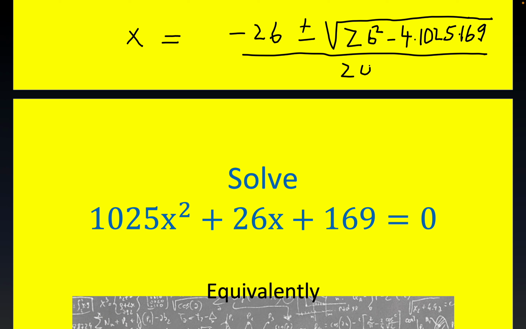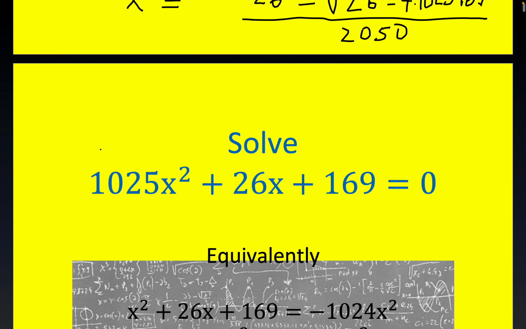Now again, this is not why I did this video, but this would be a way to do it. Then you'd have to deal with these large calculations. In other words, 26 squared is pretty easy to figure, but then you have to do 4 times 1025 times 169. That would be 4ac, right? So let's look at another approach that's actually easier computationally.